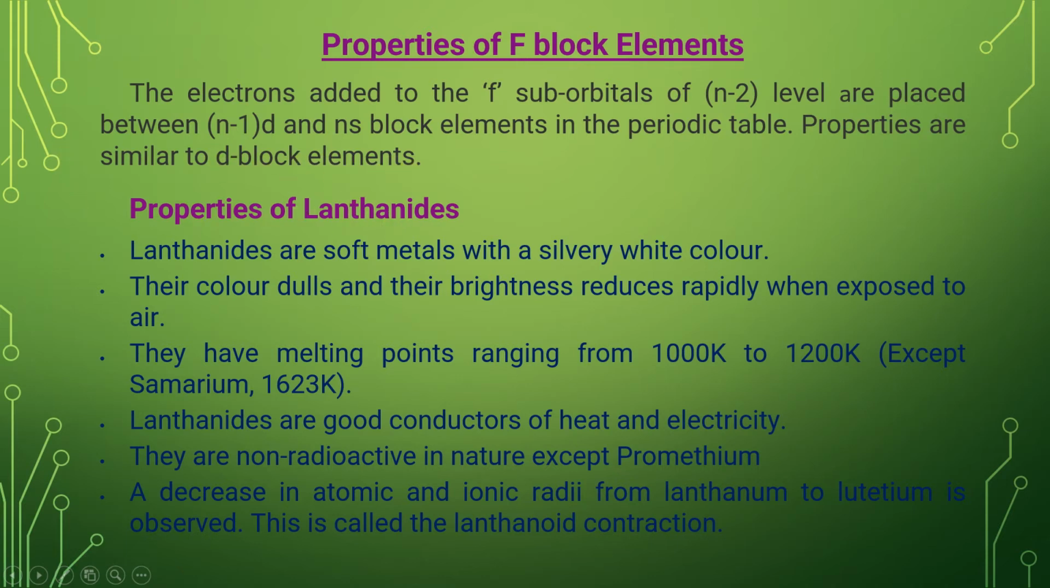Properties of lanthanides. Lanthanides are soft metals with a silvery white color. Their color dulls and their brightness reduces rapidly when exposed to air. They have melting points ranging from 1000 Kelvin to 1200 Kelvin, except samarium, that is about 1623 Kelvin. Lanthanides are good conductors of heat and electricity. They are non-radioactive in nature except promethium. A decrease in atomic and ionic radii from lanthanum to lutetium is observed, so this is called the lanthanide contraction.